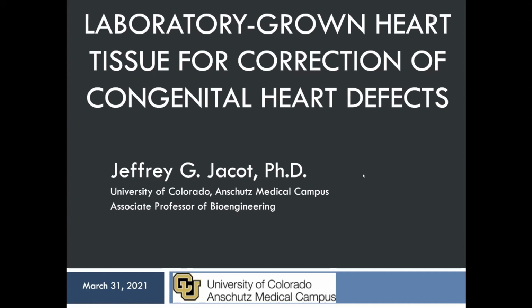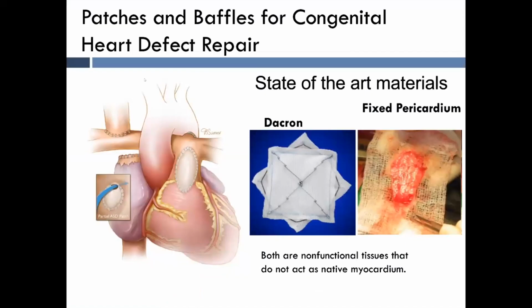Yeah, so let's go to the next slide. I'll try to go through this quickly and just let me know if my voice still fades out. The motivation behind this is that about 10,000 infants in the United States are born with a congenital heart defect, and many of these need to be repaired soon after birth. Generally now they're repaired with either polymers and artificial materials or things like fixed pericardium.